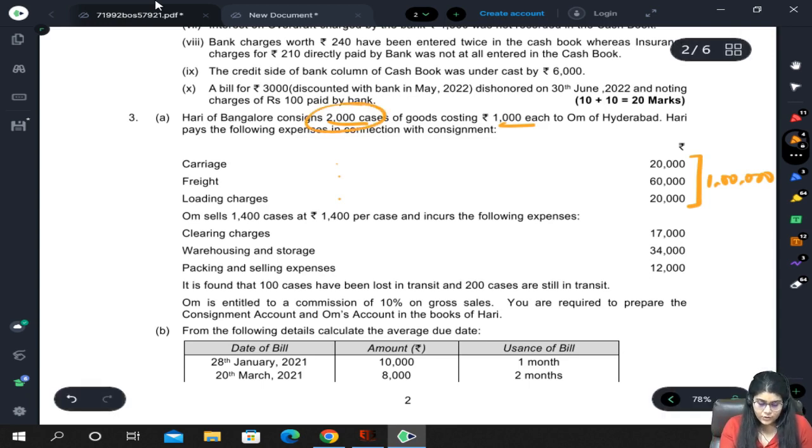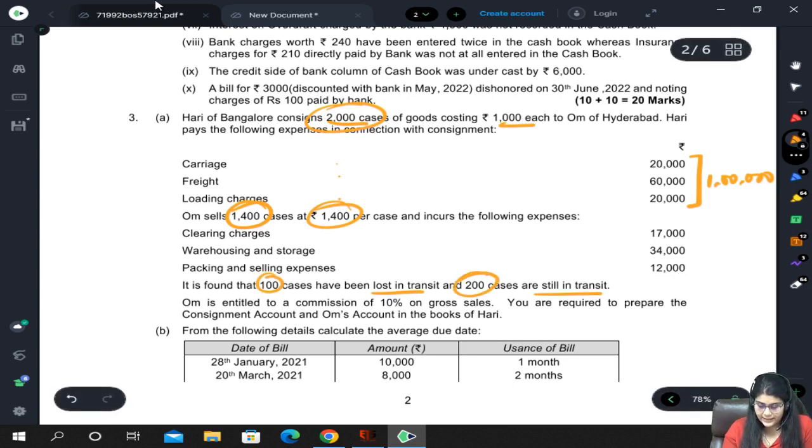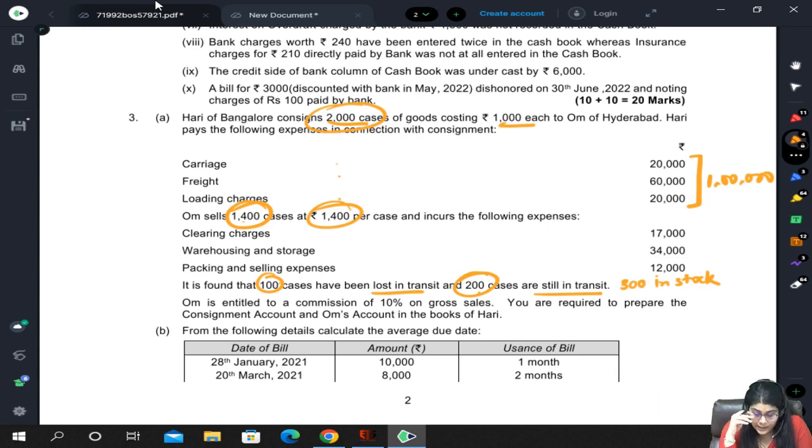Now out of these 2,000 cases, 1,400 were sold at 1,400 rupees per case and 100 lost in transit, 200 still in transit, which means 1,400, 1,500, 1,700. So we can understand that 300 are in stock. 300 cases are remaining in stock at the end of this period. So now let's see what amount do we have to assign to each of these sets.